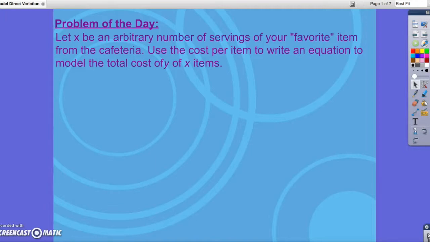Okay, so to move on to the next lesson today, here's our problem of the day. And actually, I'm going to do this one with you because it sort of leads into the lesson we're doing today. Let x be an arbitrary number of servings of your favorite item from the cafeteria. Use the cost per item to write an equation to model the total cost of y of x items.